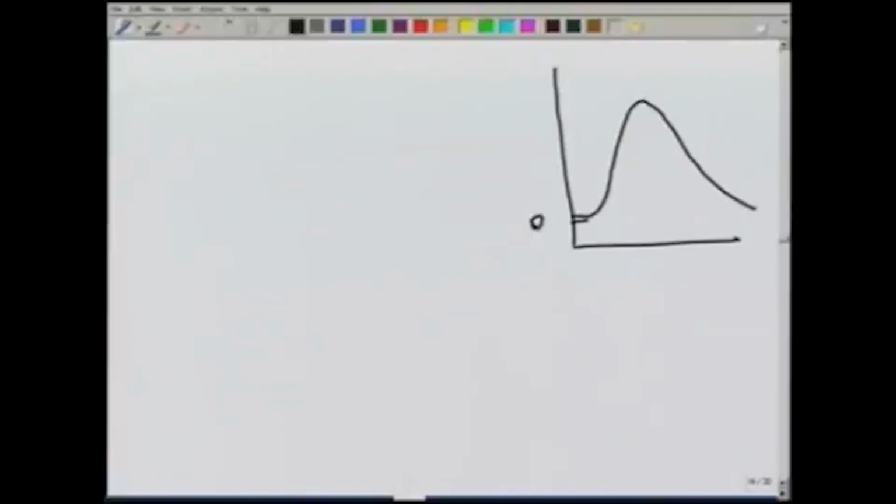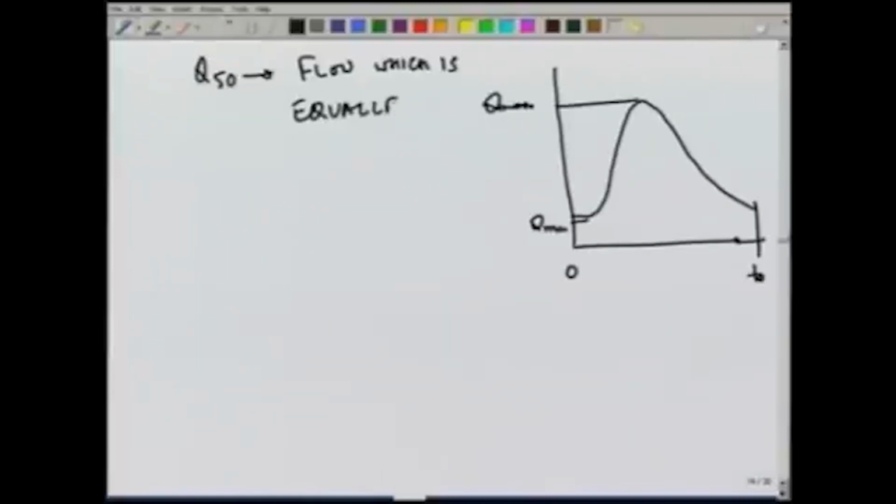So, we have a minimum flow Q min, maximum flow Q max, and let us say we are analyzing this period 0 to T0 and we want to say what is Q 50, means what is the flow which can be guaranteed at least 50% of the time. This is flow which is, and we use the term, equaled or exceeded. So, at least this amount of flow Q 50 would be available to us 50% of the time.